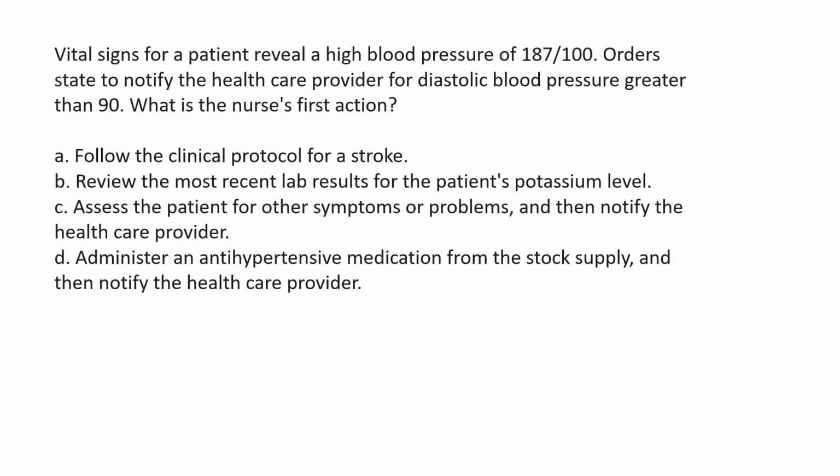Vital signs for a patient reveal a high blood pressure of 187/100. Orders state to notify the healthcare provider for diastolic blood pressure greater than 90. What is the nurse's first action? A. Follow the clinical protocol for a stroke. B. Review the most recent lab results for the patient's potassium level. C. Assess the patient for other symptoms or problems, and then notify the healthcare provider. D. Administer an antihypertensive medication from the stock supply, and then notify the healthcare provider.